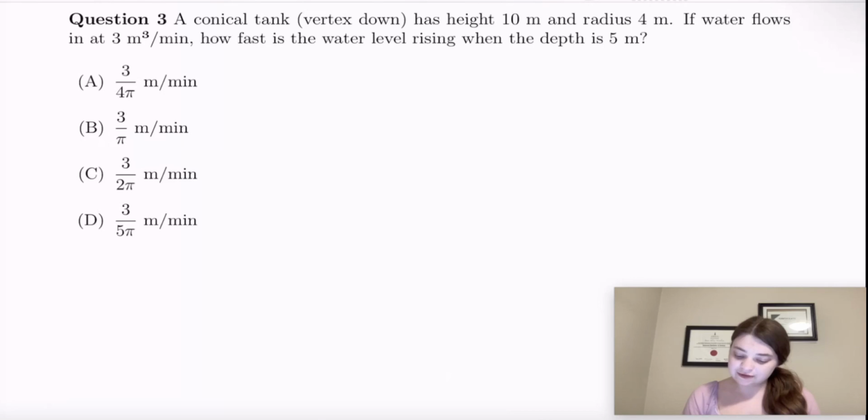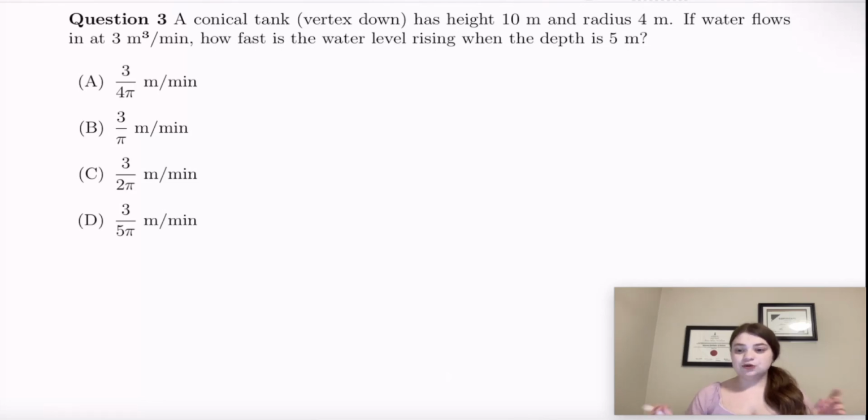A conical tank, vertex down, has a height of 10 meters and a radius of 4 meters. If water flows in at 3 cubic meters a minute, how fast is the water level rising when the depth is 5 meters? And as you can see, we have four choices here, so we will narrow it down and figure out which one it is.